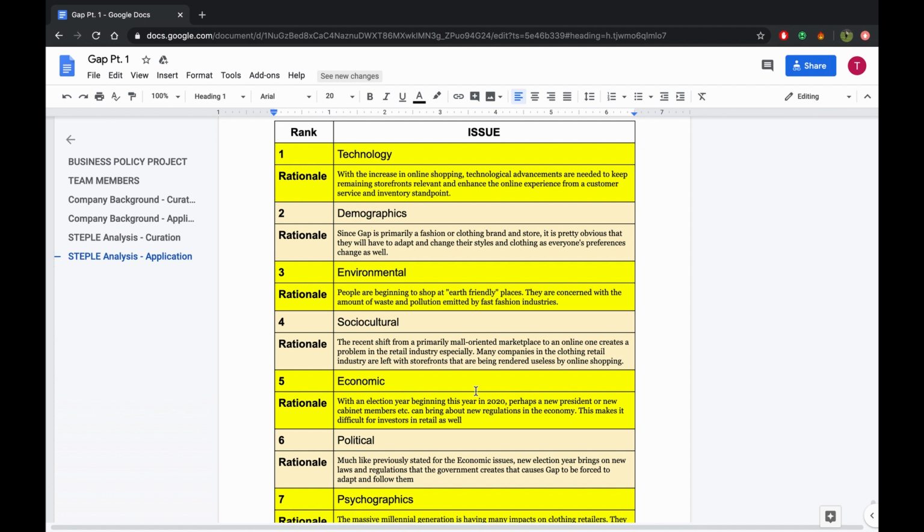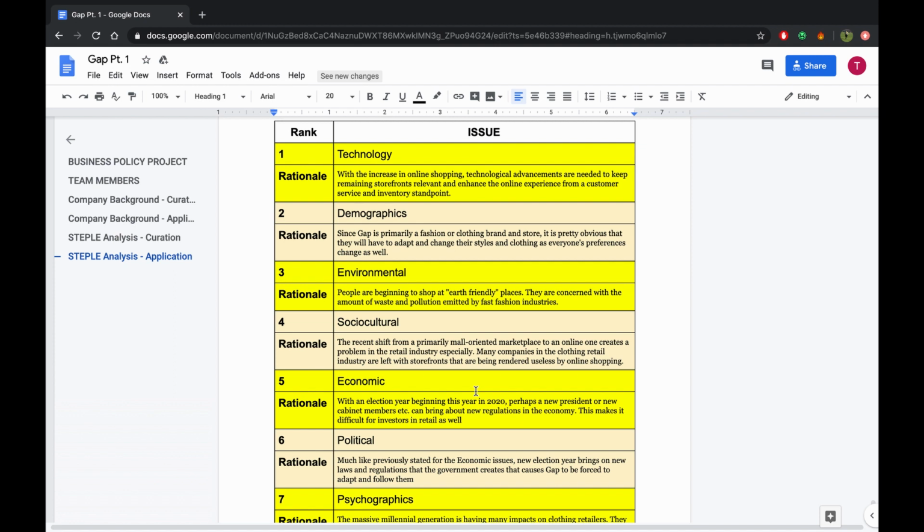The second biggest issue is demographics. Since Gap is a primarily fashion or clothing brand in store, it's pretty obvious that they will have to adapt and change their styles and clothing as everyone's preferences change as well. The third is environmental. Given that people are beginning to shop at earth-friendly places, consumers are becoming more concerned with the amount of waste and pollution that a company emits. Fourth is sociocultural. We agreed the recent shift from a primarily mall-oriented marketplace to an online one creates a problem in the retail industry especially.